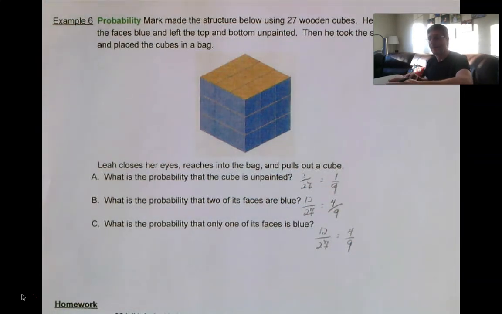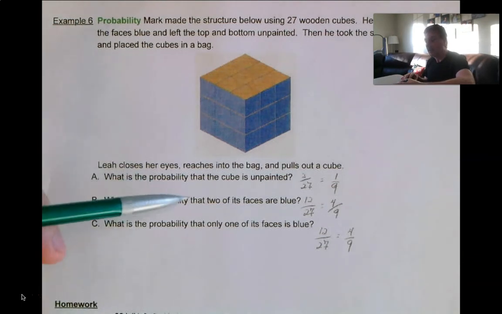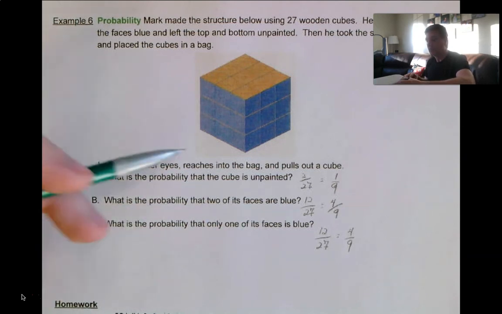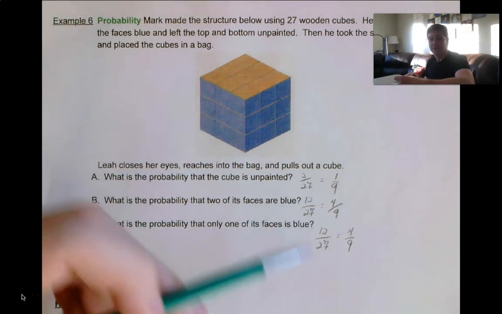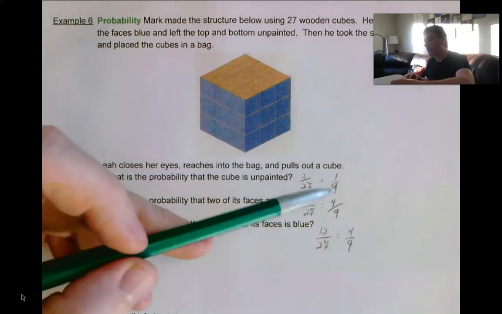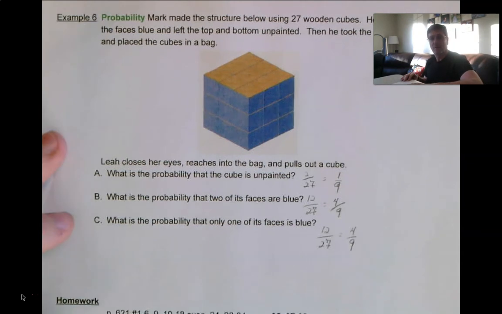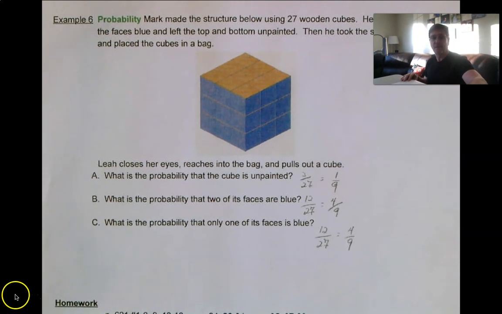or 1, and the probability of picking out any block is 100%. You're going to pick out a block that has either 2, 1, or no faces painted, 0, 1, or 2 faces painted. There's a 100% chance of pulling those out, so each of these individual had to add up to 100%. That's example 6.